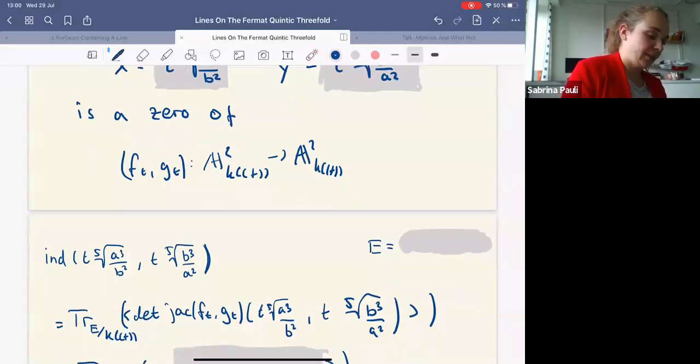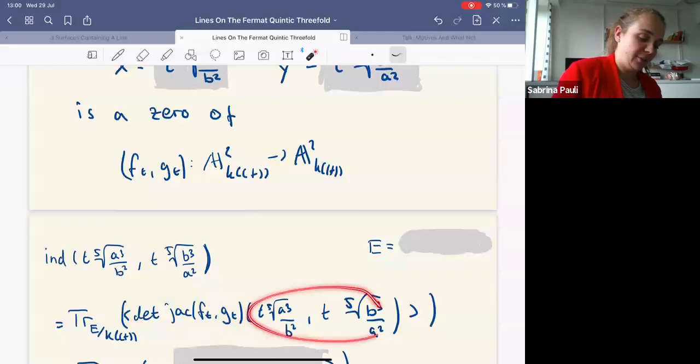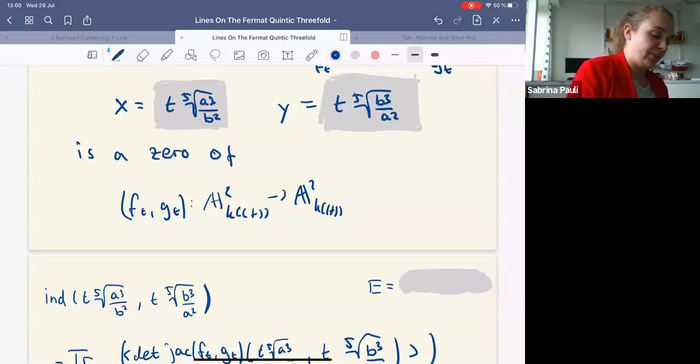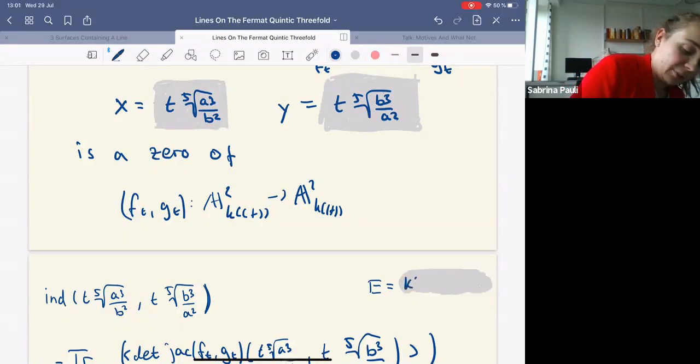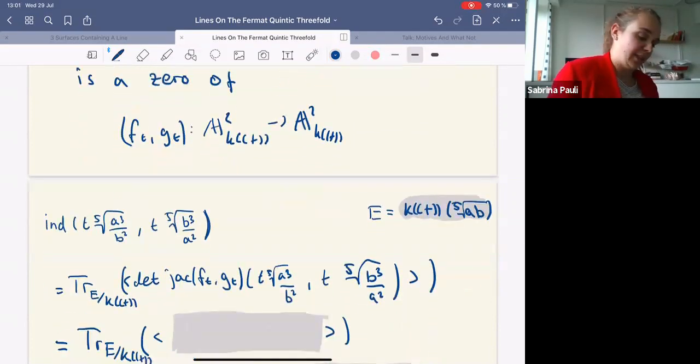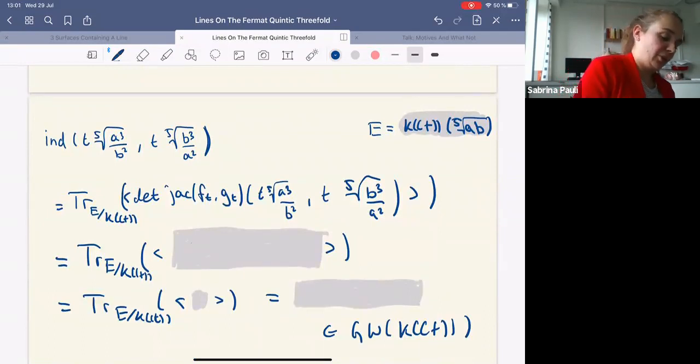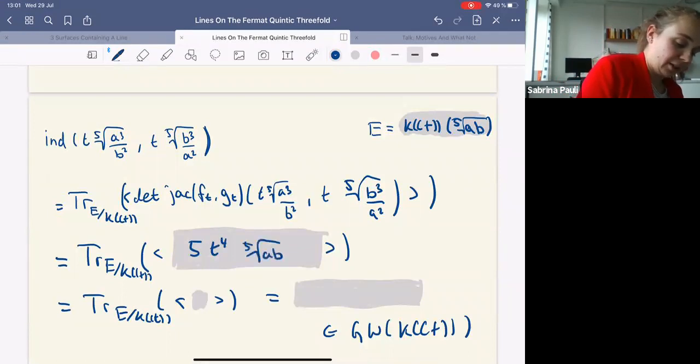And I said earlier, the formula for this was I take the trace over where it is defined of the determinant of the Jacobian evaluated at this point. So this looks really complicated, but it's not. And where are those points defined? Well, we have to adjoin some 5th root. So it suffices to take E to be K((t)) adjoin the 5th root of a times b. So this is E. And then you can do the computation. You compute the Jacobian and its determinant, and what you get is 5 times t to the 4 times the 5th root of a b squared.